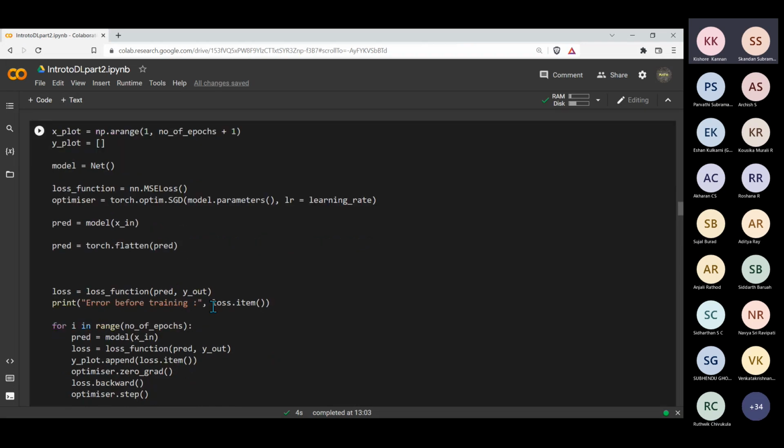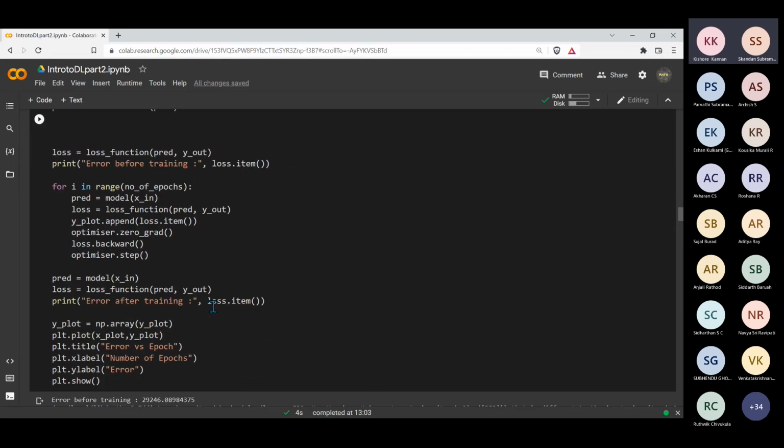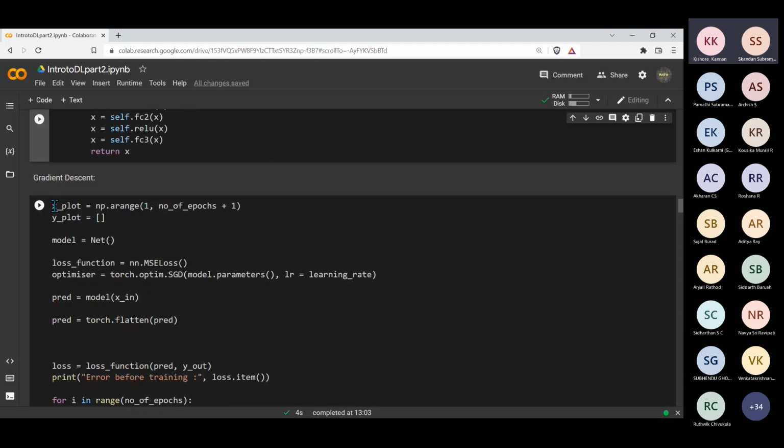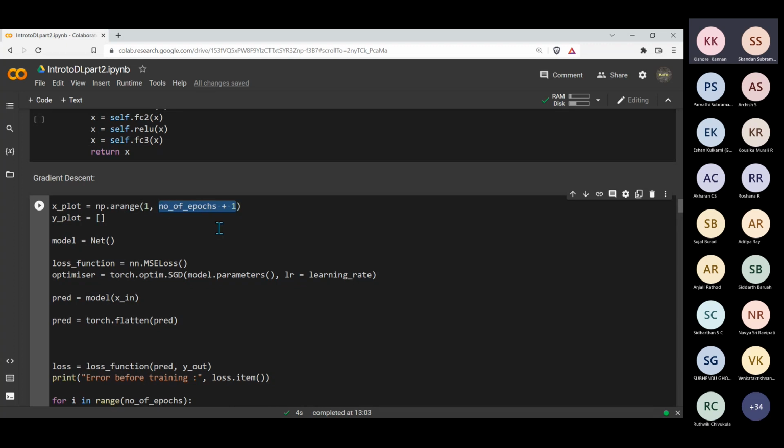Okay, so now let's look at gradient descent. How do we implement gradient descent in PyTorch? First, for plotting purposes, I defined np.arange, which will give a numpy array with values 1, 2, 3, 4, 5 till the number of epochs. The second argument value is generally excluded, so we'll have values till the number of epochs only. That's why we have this +1.